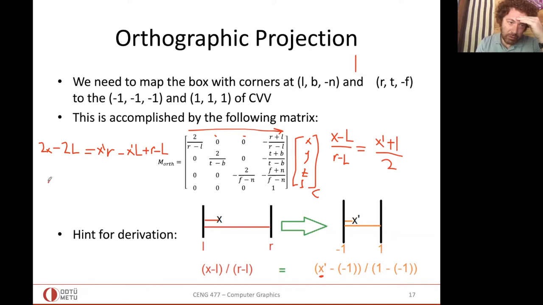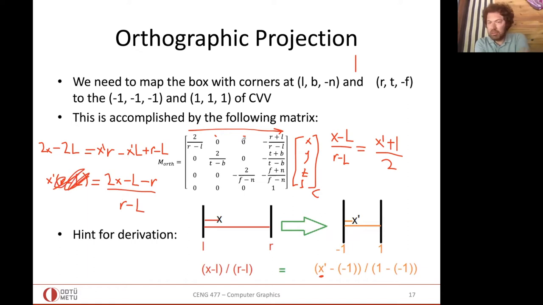Yeah, so let's leave x prime alone. It would be this, right? X prime parentheses r minus l is equal to, I have 2x here on the left minus l, but this will go as a plus l, so I have minus 1l and I have minus r, right? Yeah, so x prime would be this thing over r minus l. So this is the x prime I need to get out of this matrix multiplication.